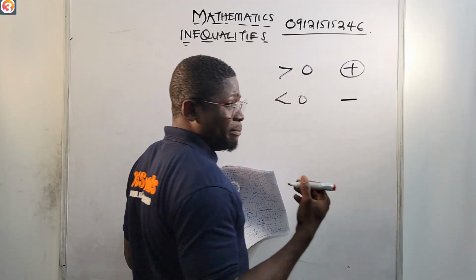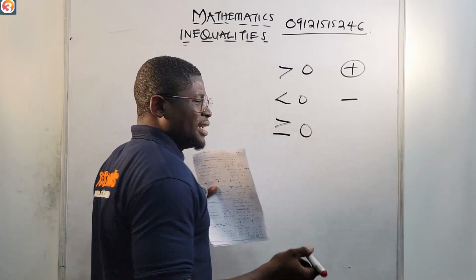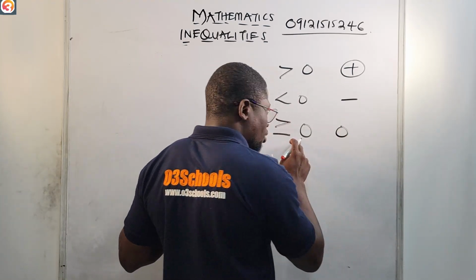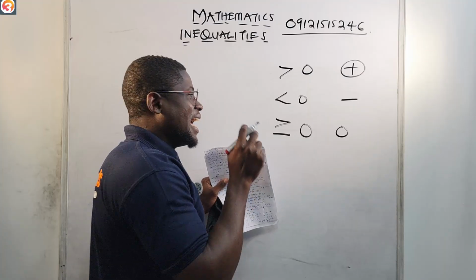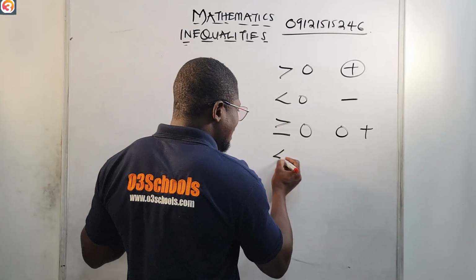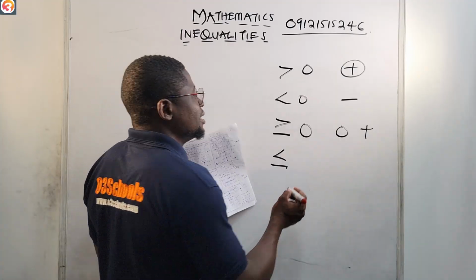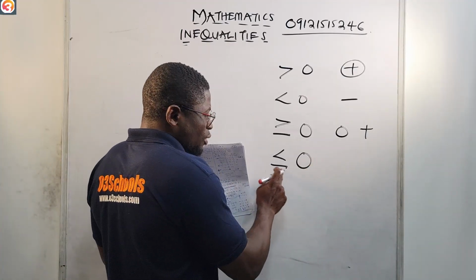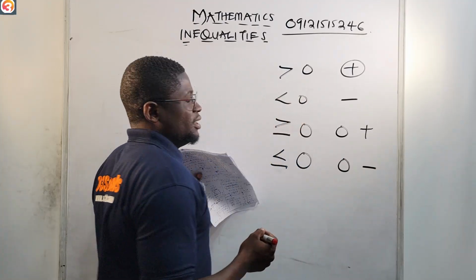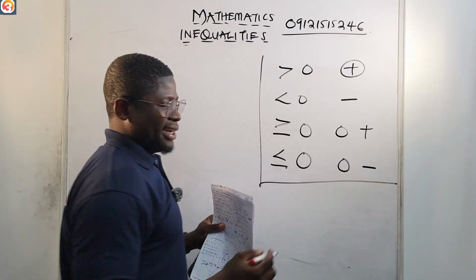negative. If you say the inequality is greater than or equal to 0, the values that will satisfy it are 0, because 0 will be included, and positive values. If the inequality is less than or equal to 0, the values that will satisfy it are 0, because of this equal to sign, and negative values. So note this down.